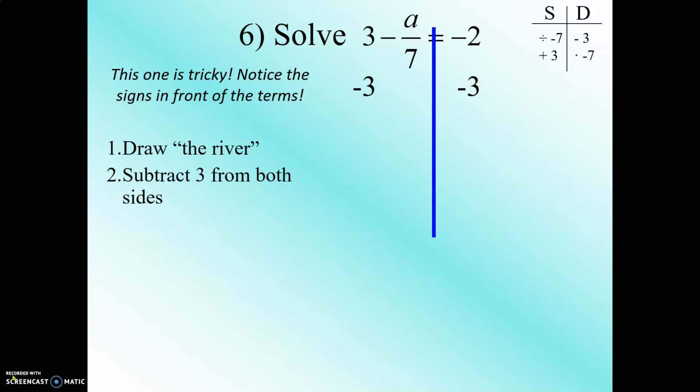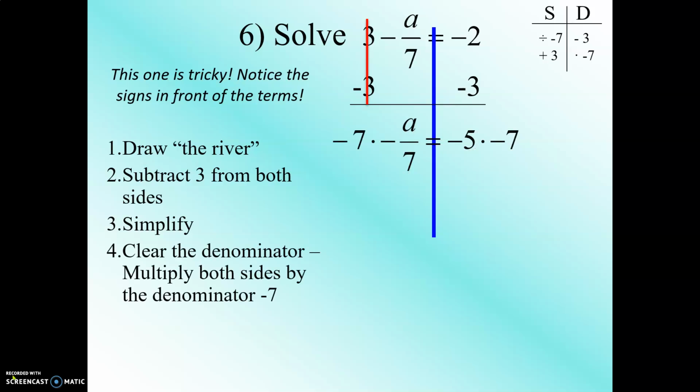Subtract 3 from both sides. Okay, that leaves the negative in front because that 3 does not clear that negative yet. That's why we need to multiply by negative 7. All right, once we do that, that clears the 7 and the negative from the left side. And on the right side, we end up with negative 5 times negative 7, which gives us a positive 35.